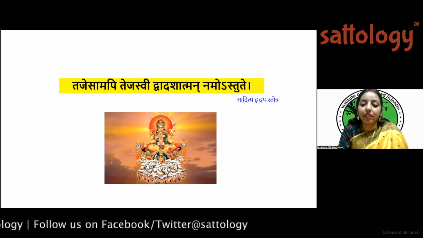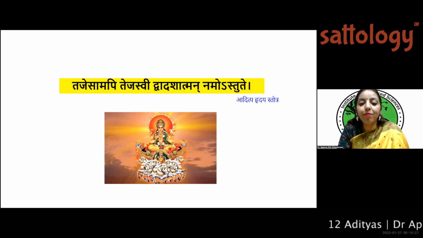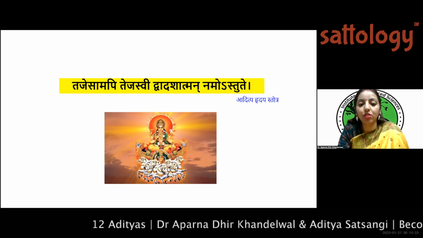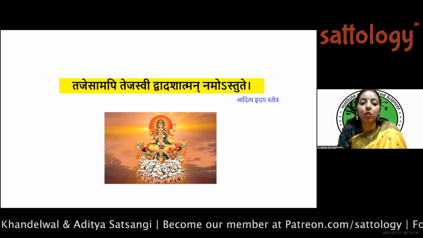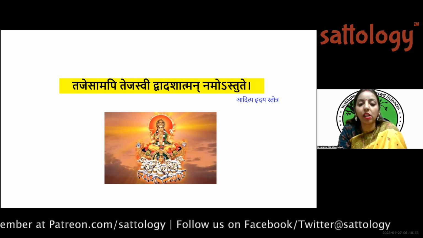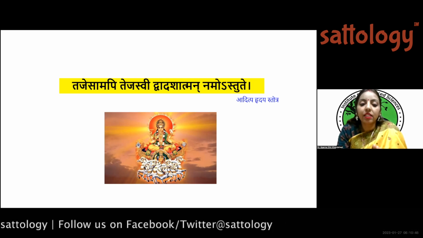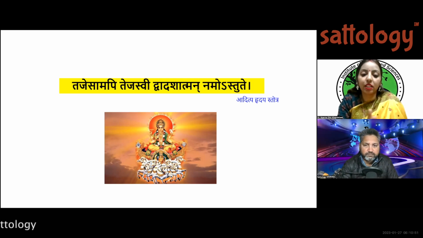So now I'm just concluding this by saying that Tejasam api tejasvi dvadashatmanah namastute. This line is from the Aditya Hridaya Stotra only. और यहाँ पर जो आज के प्रेजेंट यंगस्टर्स हैं, अगर हम देखें, so if they come across this particular reference, or you can say the sentence or the shloka, they can never understand this. The word Dwadashatmana is basically a term used for sun only, denoting the powerful god sun. That's it.